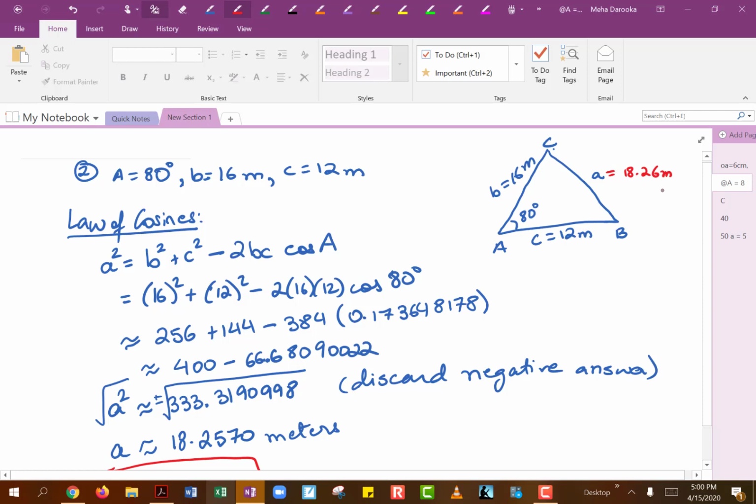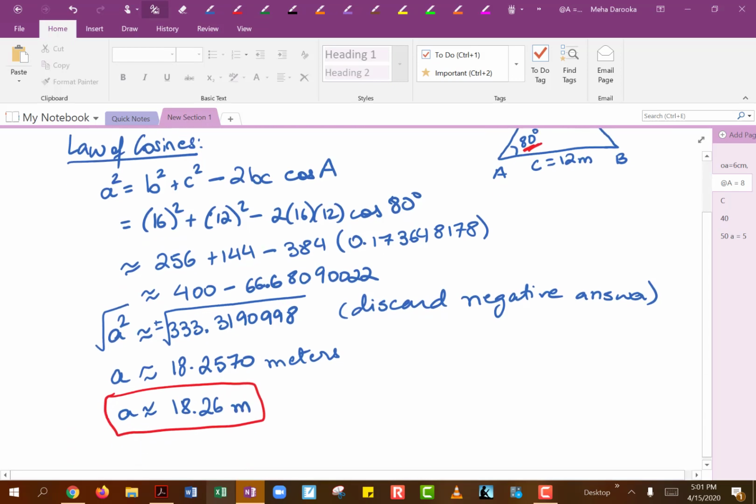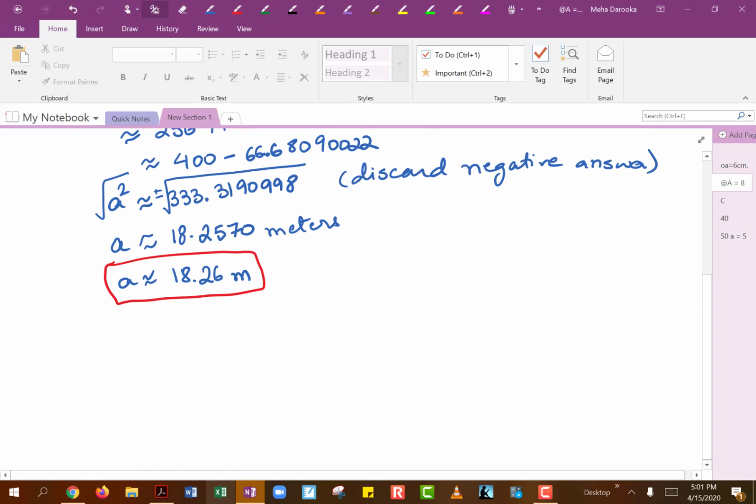So side A is the longest side, which means angle A is going to be our largest angle. And if our largest angle is 80 degrees, then that means both angles B and C have to have values which have to be smaller than 80 degrees. Okay, so now let's go ahead and see how we can find our other 2 angles. So for that, you can actually use law of sines now.